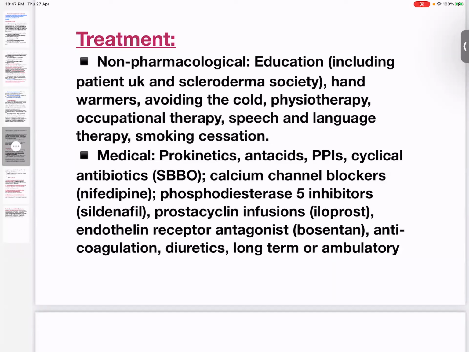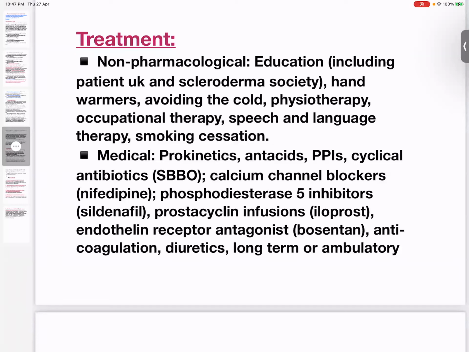Phosphodiesterase 5 inhibitors, sildenafil, Viagra. This will reduce the pulmonary hypertension, and it's indicated in all cases of pulmonary hypertension. So memorize calcium channel blockers, memorize PPIs, memorize nifedipine as a calcium channel blocker, and sildenafil or Viagra.